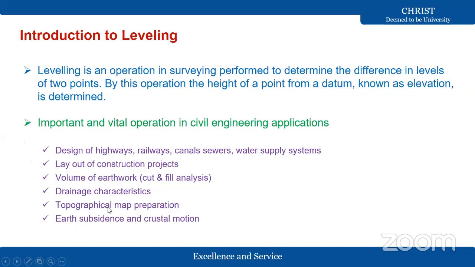And topographical map preparation. The general profile of the ground is a topography map. Topography means whatever natural features like rivers, streams, forest areas, dense forest, barren land, bare soil, all these things we are going to map on the topography map sheet. XY dimensions will be given with a grid, and the third dimension Z will be given with the help of a contour map. The contour map will be prepared from the observations we take from the leveling instrument. And earth subsidence and crustal motion, like tectonic disturbances, these things also we are going to determine by using the concept of leveling.